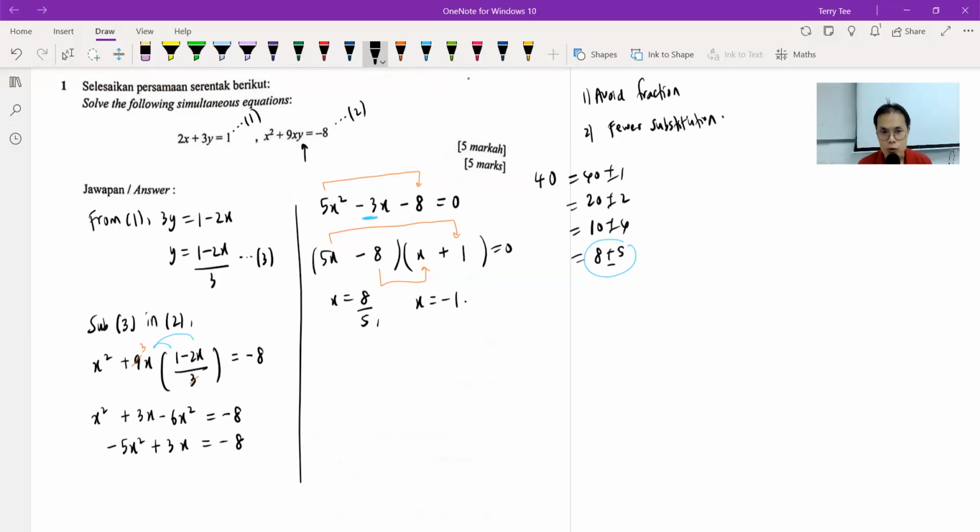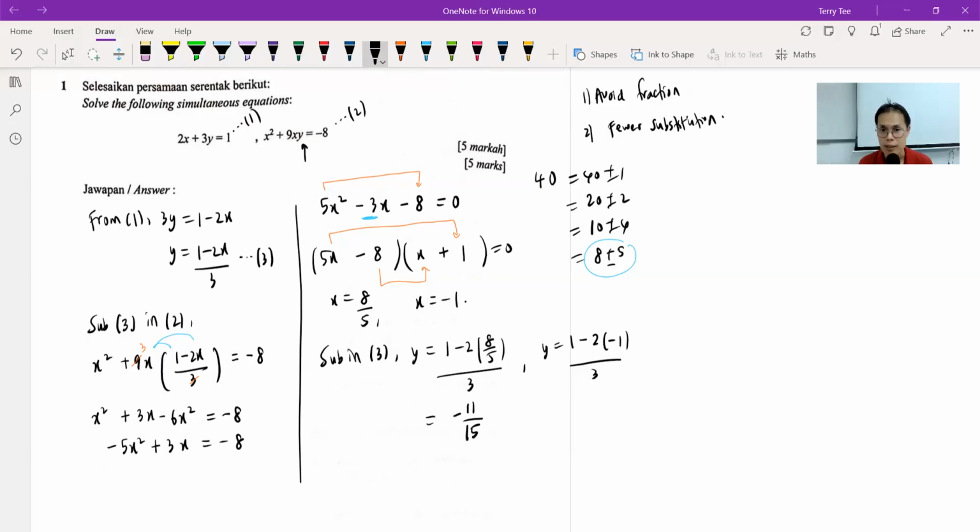Now, take these two values, sub inside equation number 3. Find your y. My y is 1 minus 2 times 8 over 5, over 3. So the first answer, if you can use mental calculation by all means, if you can't, use a calculator. It's 1 minus 16 over 5. Well, this is 5 minus 16, negative 11 over 5. You divide by 3, it is negative 11 over 15.